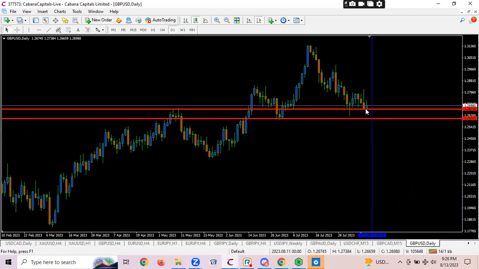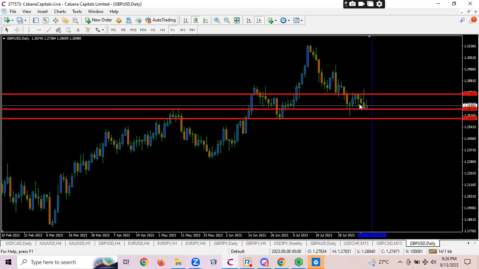If this support is broken, if a 4-hour candle closes below this support, there's a probability that GU will keep falling. But if the resistance is broken, the resistance for last week's market, then we should expect GU to be bullish this week.